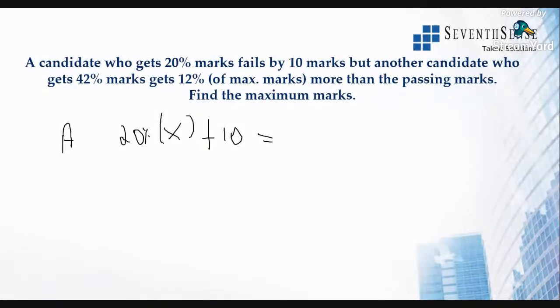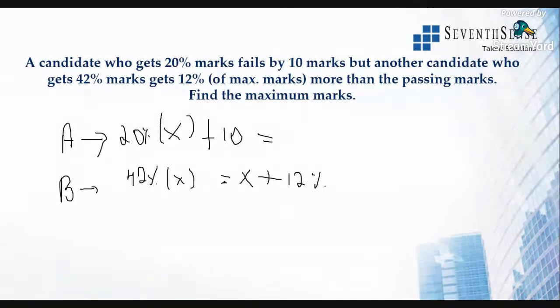So now look at the second question. This is A, candidate A. All right, candidate B, he gets 42% of the marks. Okay, 42% of the total marks and gets 12% more. So we know maximum marks is X, right? So he gets 12% more than the passing marks. Oh, sorry, passing marks. It is passing marks.